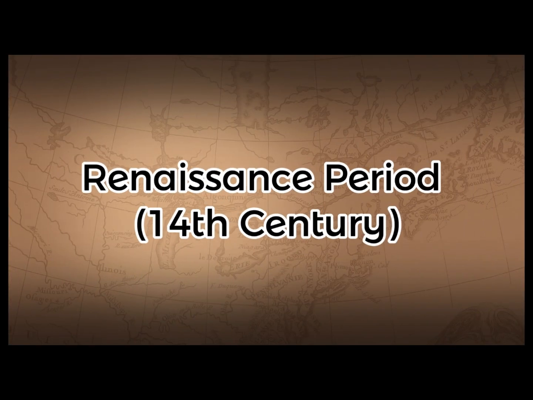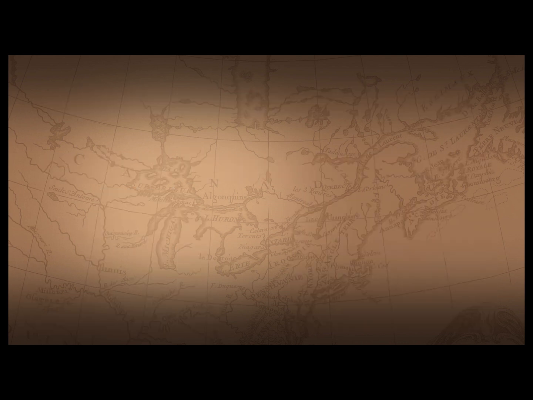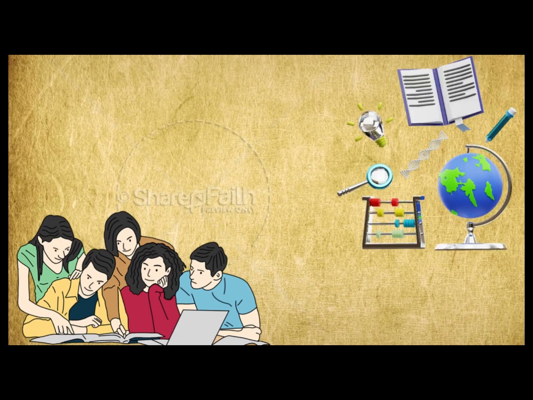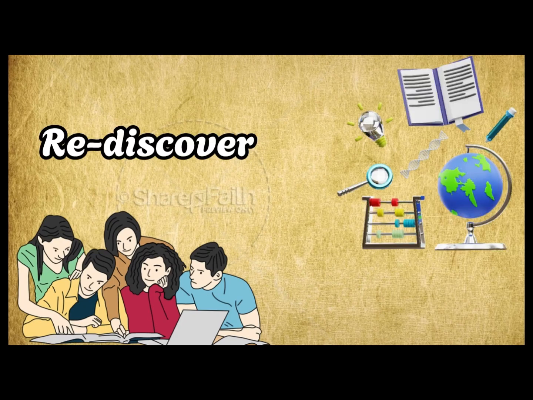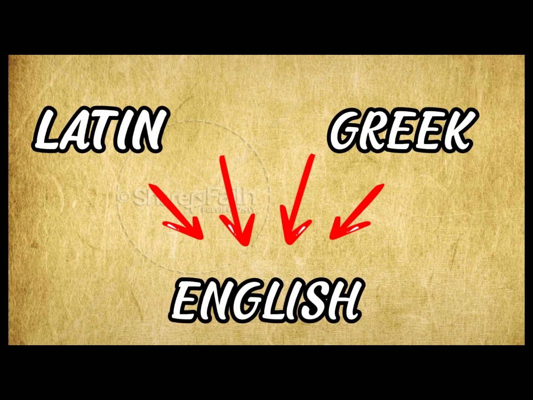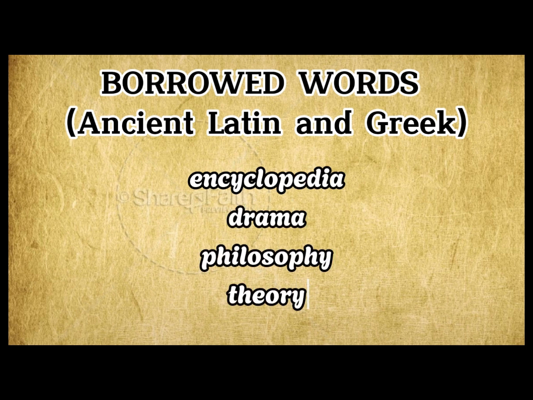First is the Renaissance period. It focused on the classical knowledge of ancient Greece and Rome alongside advancements of science, art, and literature. Scholars and intellectuals sought to rediscover and reinterpret ancient texts, leading to an influx of Latin and Greek words into English. The following words were borrowed from ancient Latin and Greek: encyclopedia, drama, philosophy, and theory.